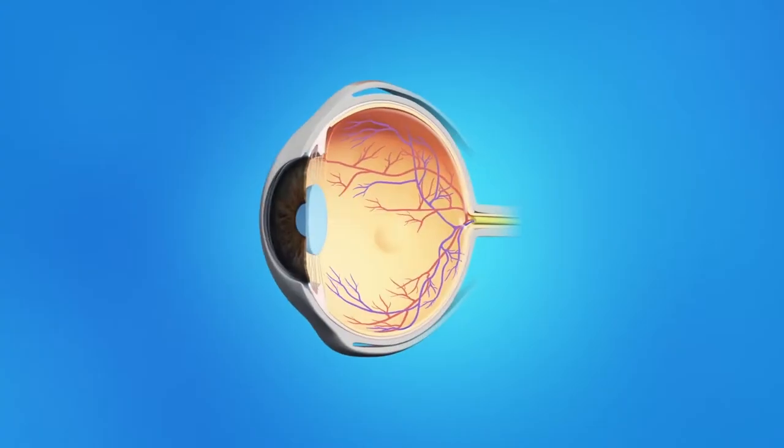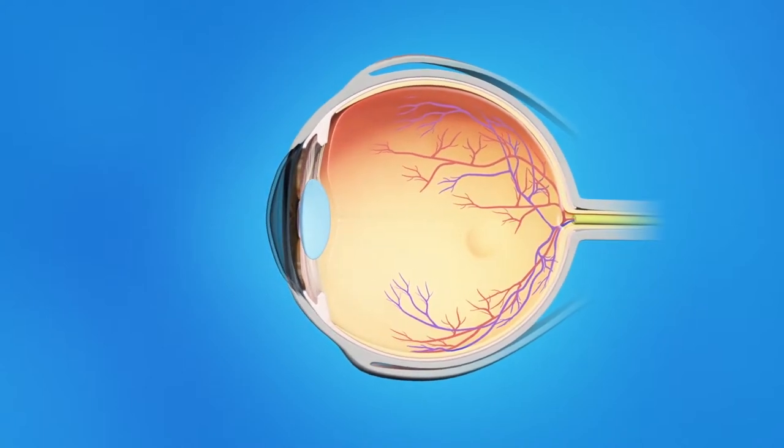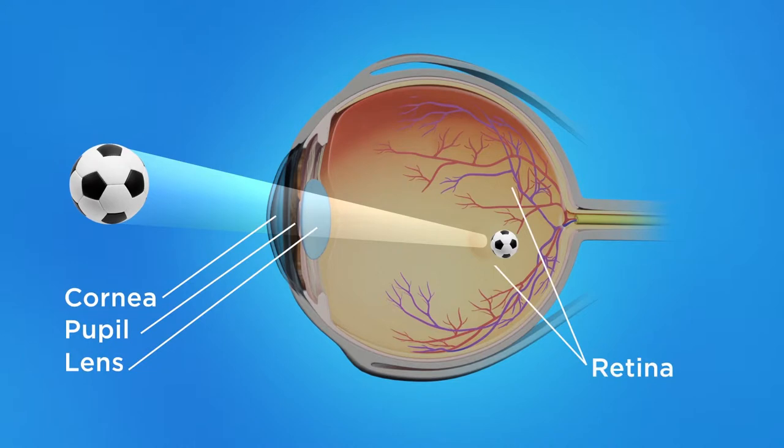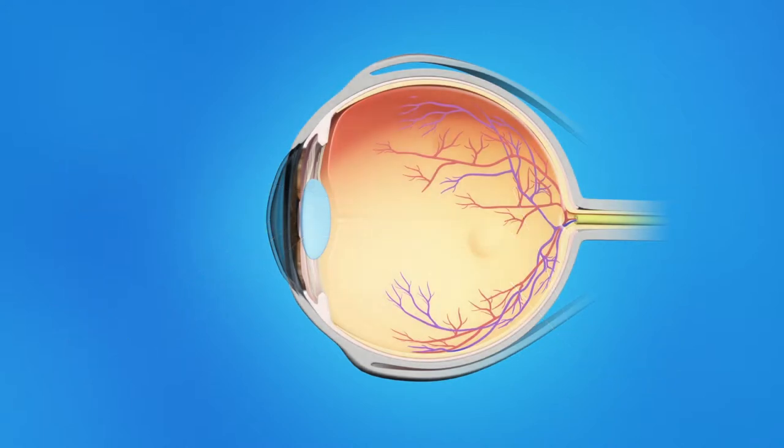I want you to think of your eye like a ball. The retina is the inner lining, like the inner wallpaper of the eye. The retina is also like the film in the back of a camera. The retina actually produces the image that we see as vision. The retina has blood vessels that pass through it and beneath it.